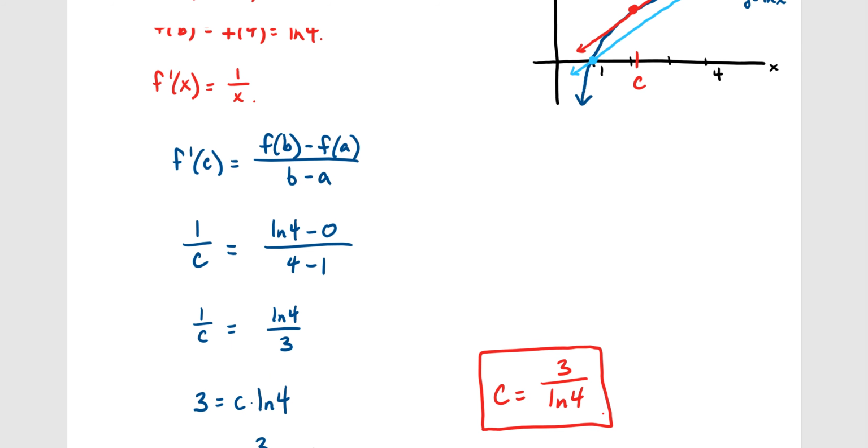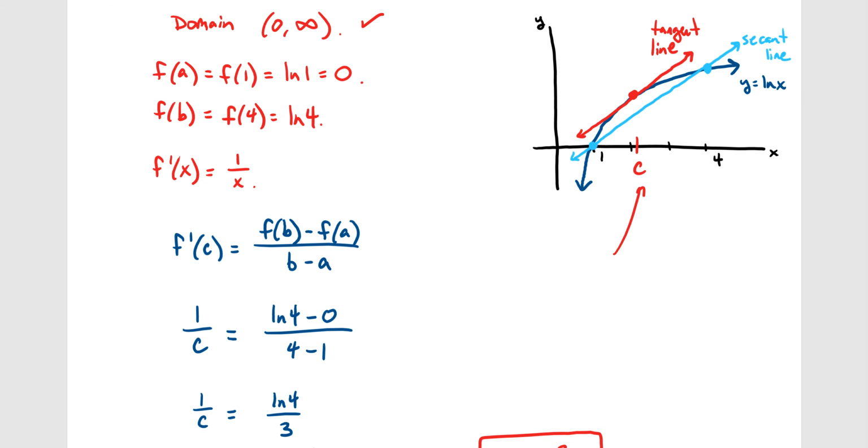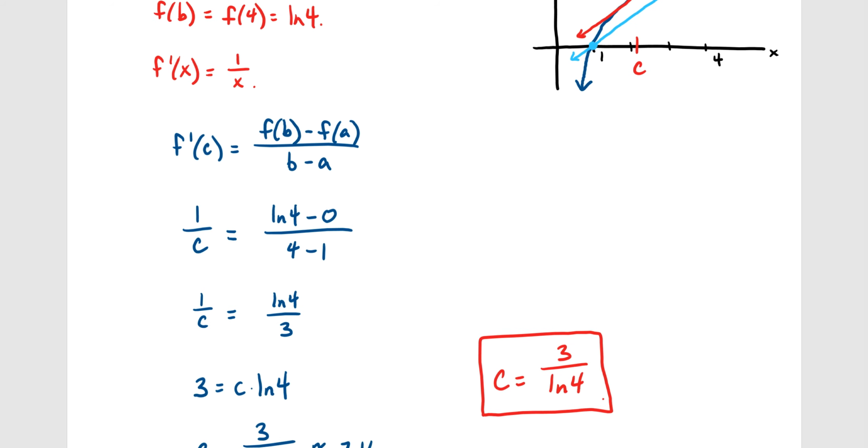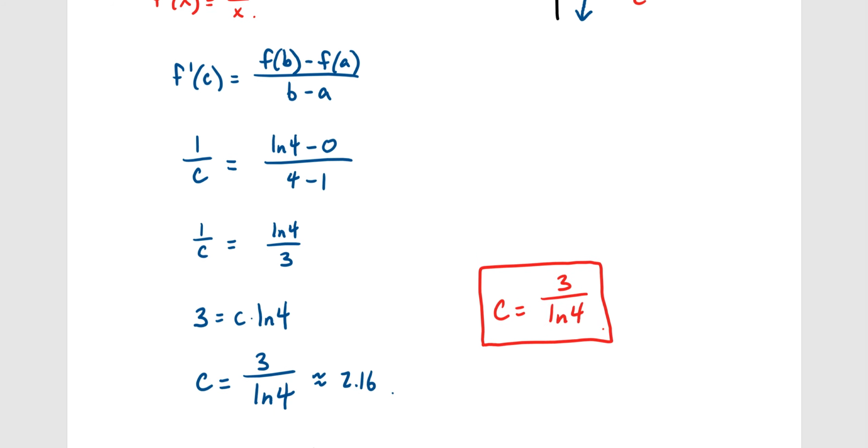And once again, that does make sense. It looks like our c value that we chose was close to 2, and we got 2.16. So it makes sense. So the slope of the tangent line at x equals 3 over ln of 4 equals the slope of the secant line between those endpoints. Okay, so that is it for this chapter.